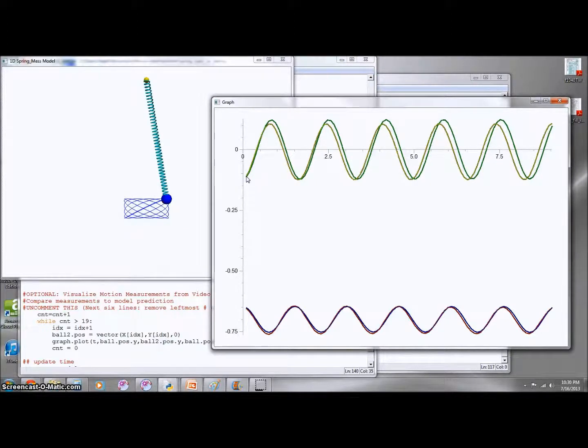Some discrepancy can be accounted for by human error, for example, when marking the center of mass in Tracker. Also, if the camera was not directly perpendicular to the motion, there might have been some motion in the z direction that was not accounted for. There could also be forces acting on the system that were not accounted for in our model, for example, air resistance.